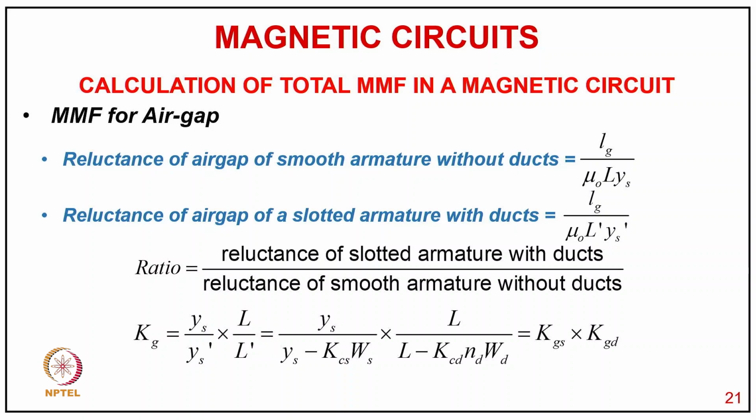So that becomes Kgs into Kgd, the multiplication of both coefficients: one is the contraction coefficient because of the ducts, and the other is because of the slotted structure.